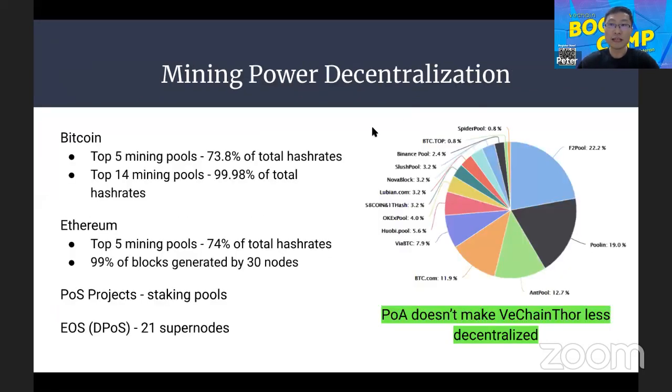So is it true that VeChain Thor is less decentralized than other major public blockchains? To answer this question, we have to look at how mining power is decentralized in these systems. So let's first look at Bitcoin. Bitcoin is using proof of work consensus.